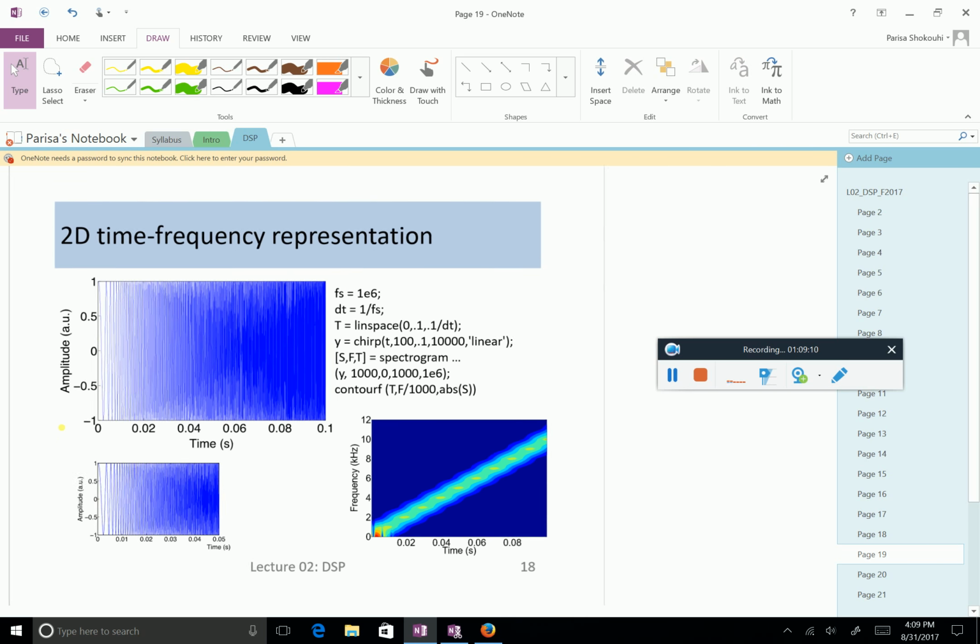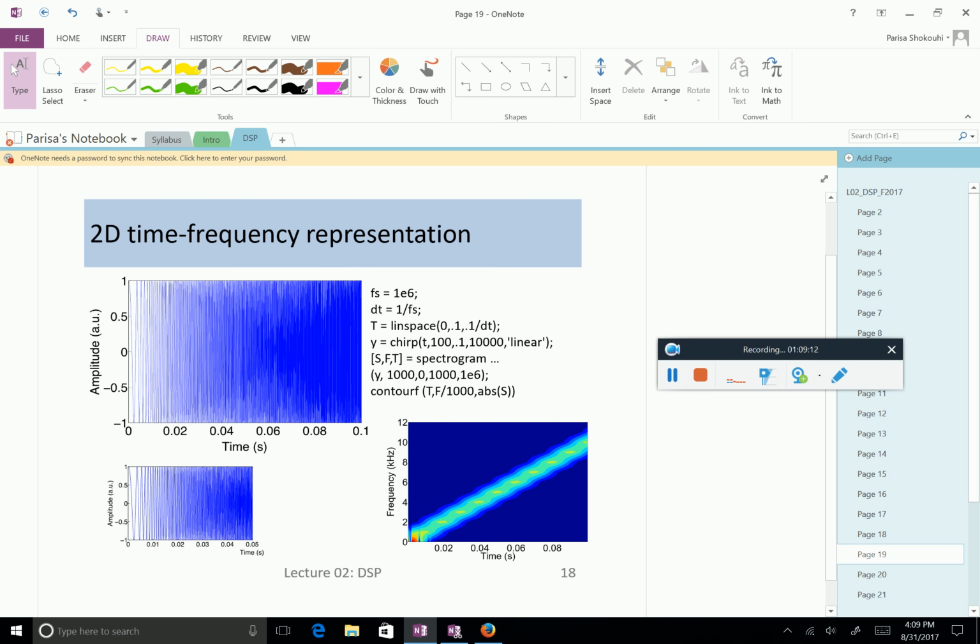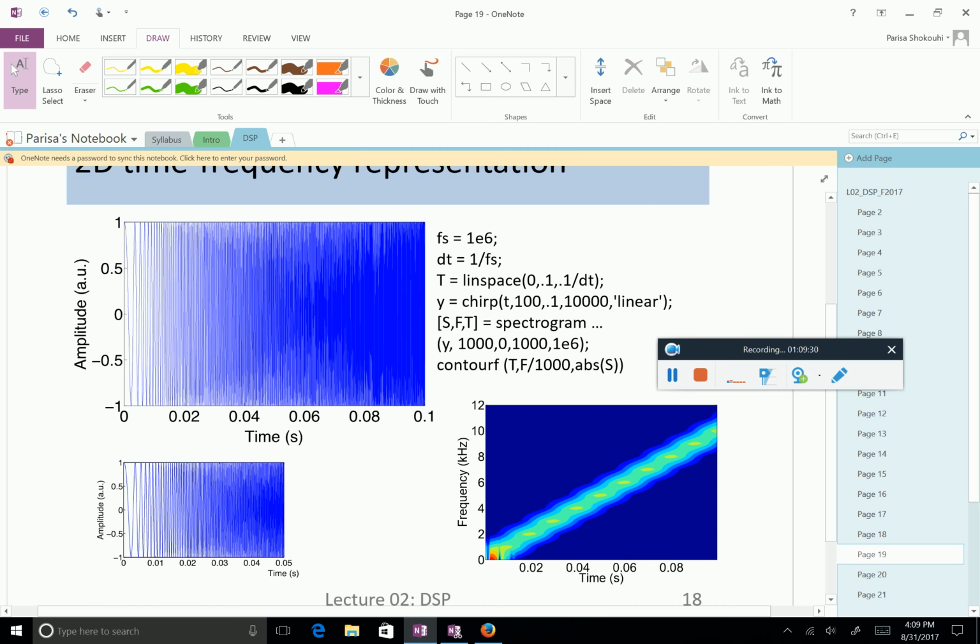So that was an introduction to go to the next topic, which is also very important, and that is the time frequency representation. This is very interesting. What you see here is actually a chirp. The way to make a chirp signal in MATLAB is just to use a command called chirp. But what is a chirp signal?